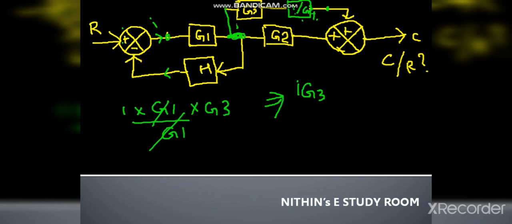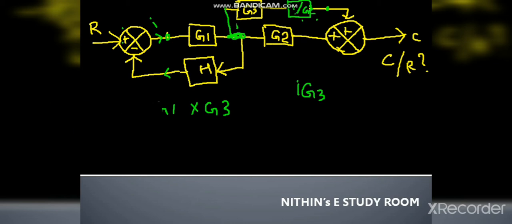So we are applying some modification here. Now you can see in step 2, you are shifting the takeoff point from a point which was earlier before G1, and now you are shifting it to a point just after G1, and you are dividing the path by G1, or so you are just multiplying the path with a new block 1 by G1. Okay. Now please tell me, what is the next step? Step 3. What is step 3?